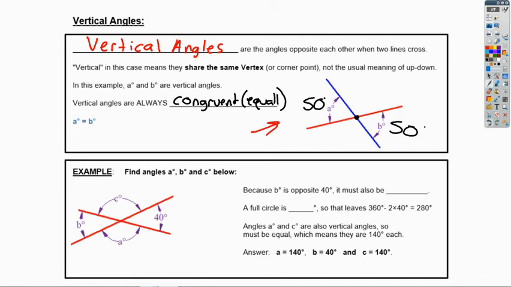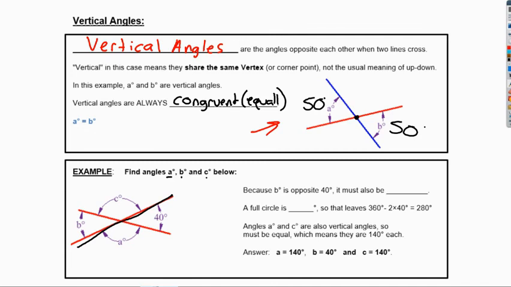So once again, we have another example here. It says find angles A, B, and C. Okay, so they want me to find the whole thing. So this is really important. So first thing, we see I have two lines that cross. I have this line, and I have the other red line, they cross, okay?